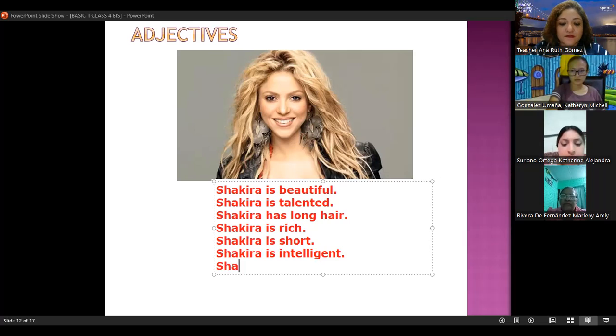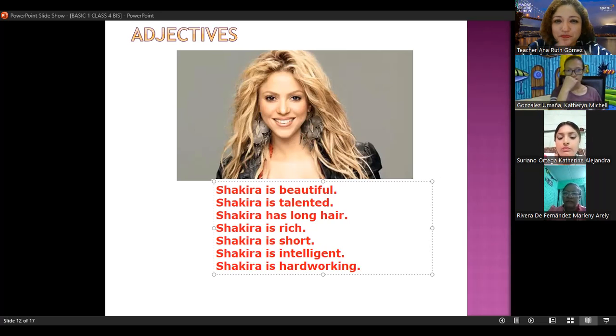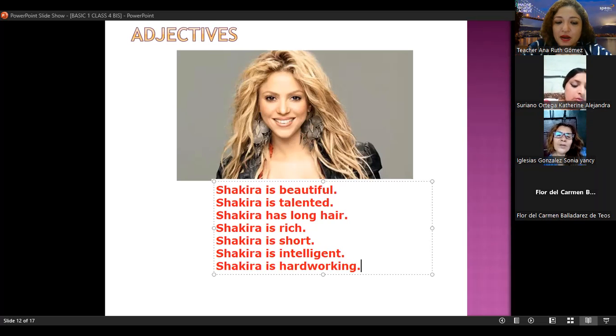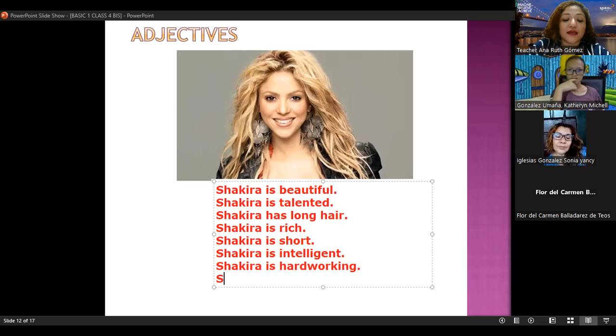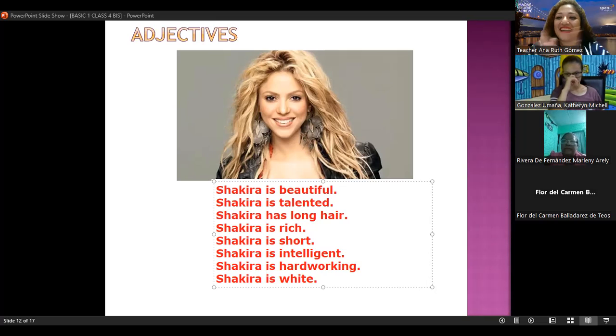Shakira is hardworking. Excellent, Catherine, Alejandra. Do you remember the meaning of hardworking? Shakira is... Right. The meaning is trabajadora. Trabajadora, yes, very good. Shakira is white. White. Ajá.